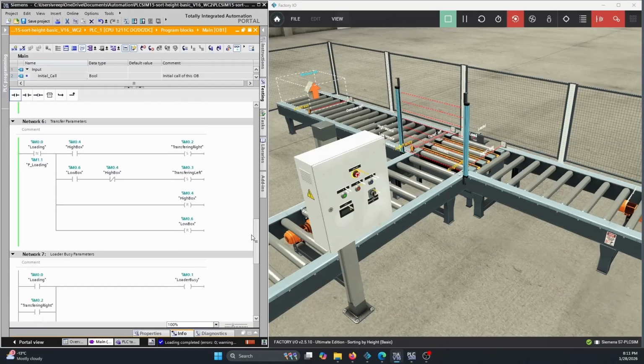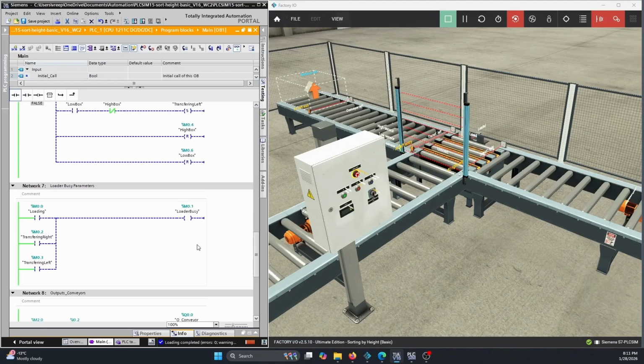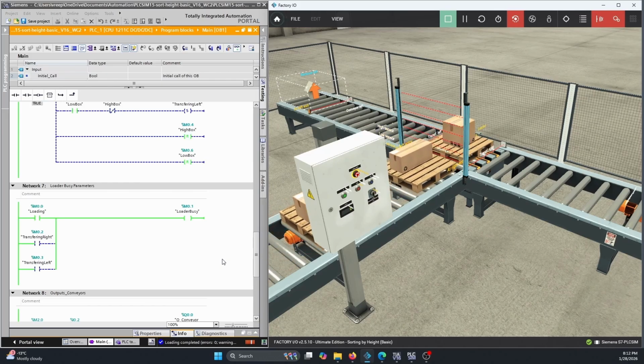Okay, let's scroll down to loader busy. Let's hit our start push button. Okay, we got a high box coming through. It's currently loading. Beautiful. This guy's stopping. Looks good. Okay, we haven't turned on this other conveyor, but that's pretty good so far. The high box came in, moved over to the right hand side, and this guy did not move forwards.